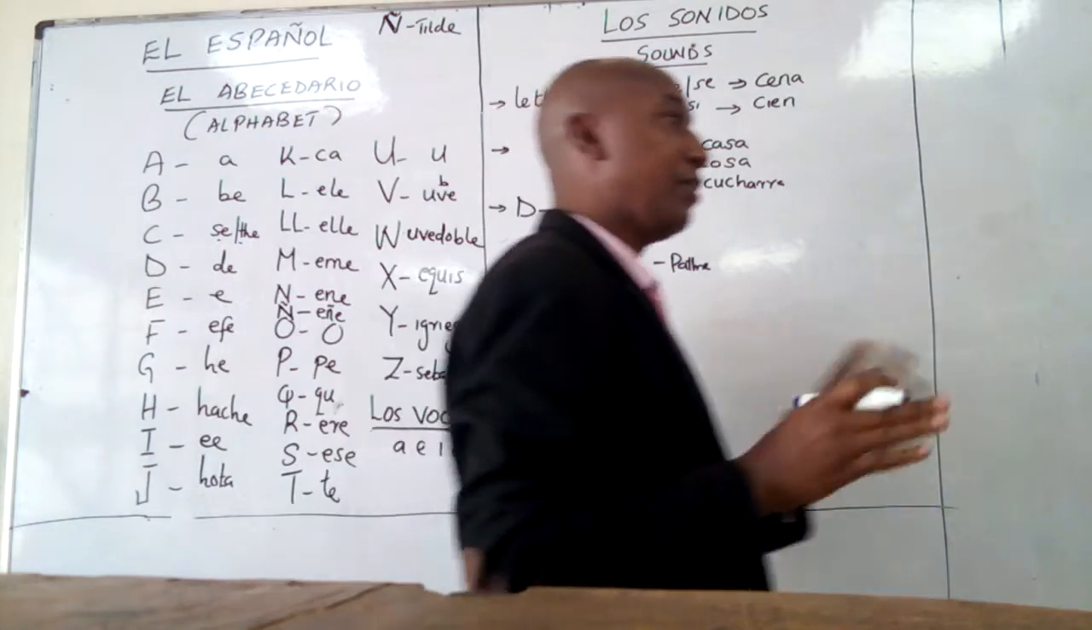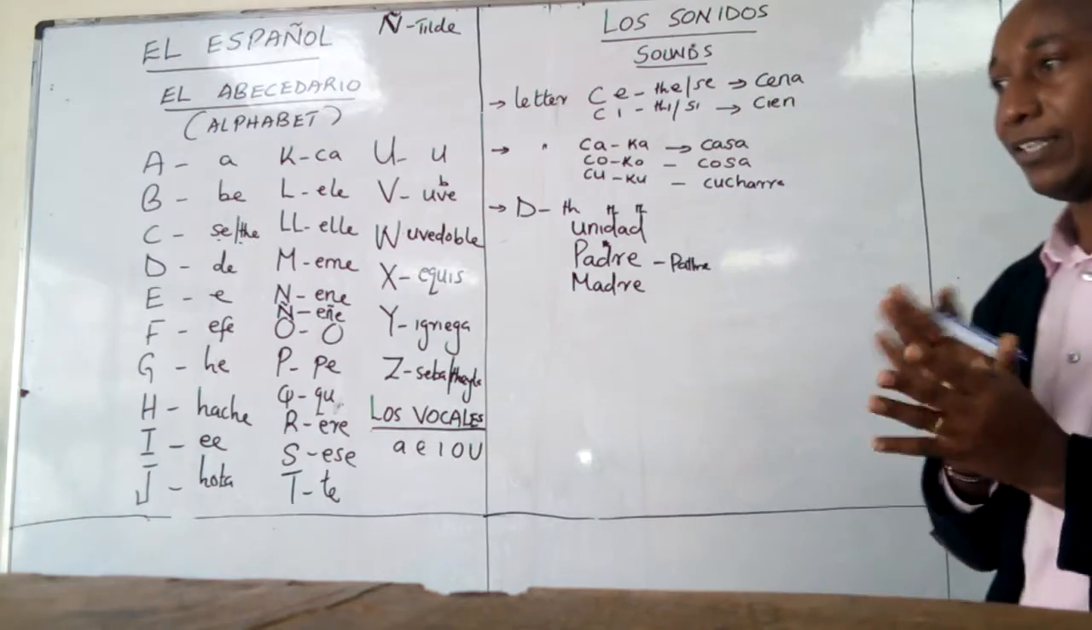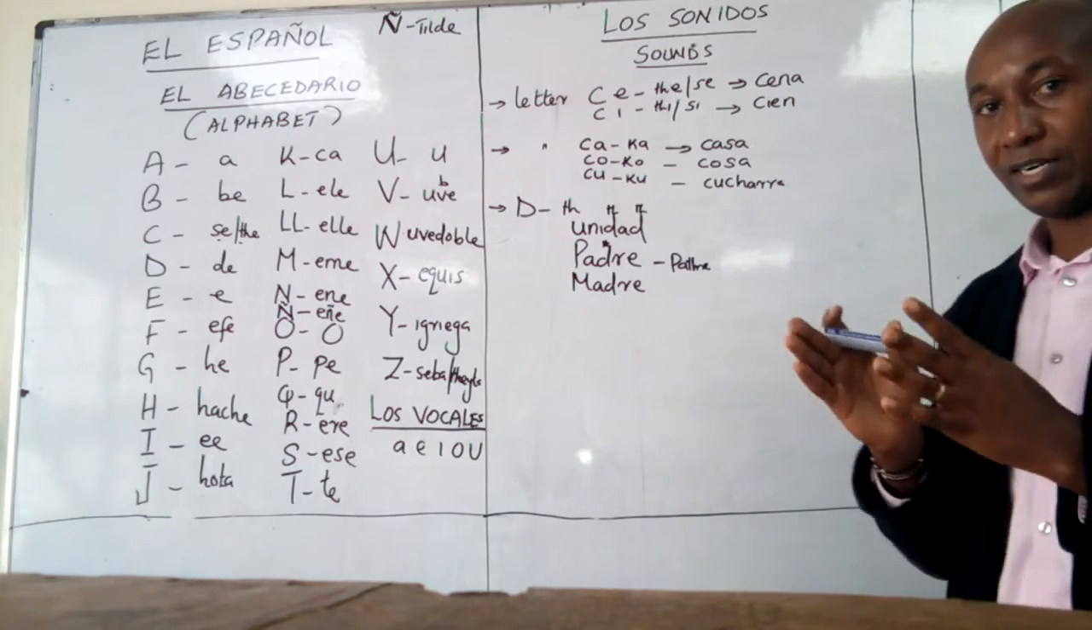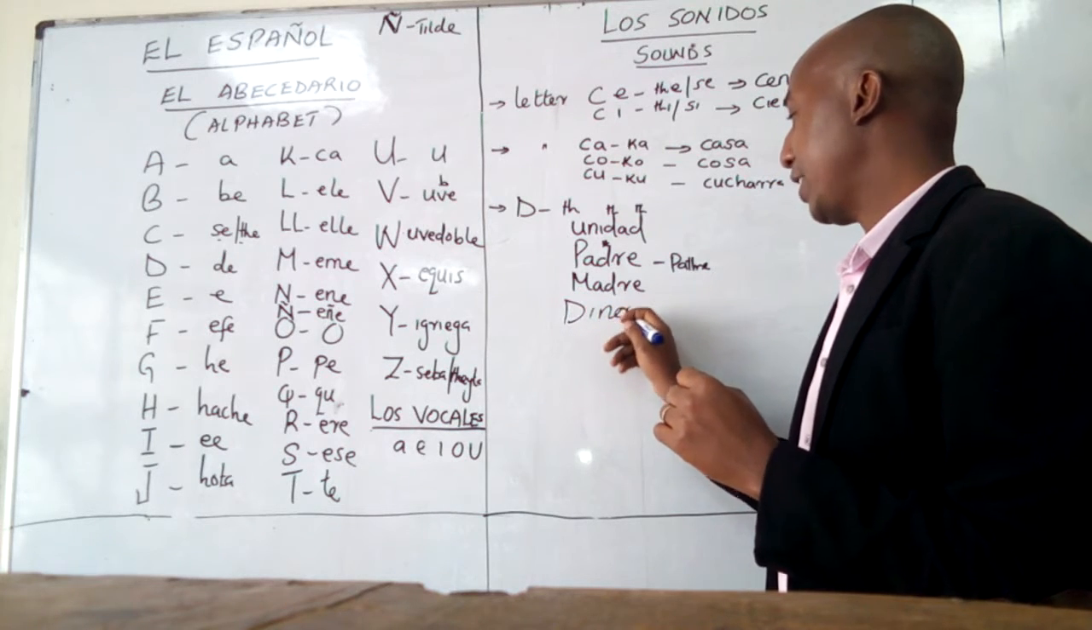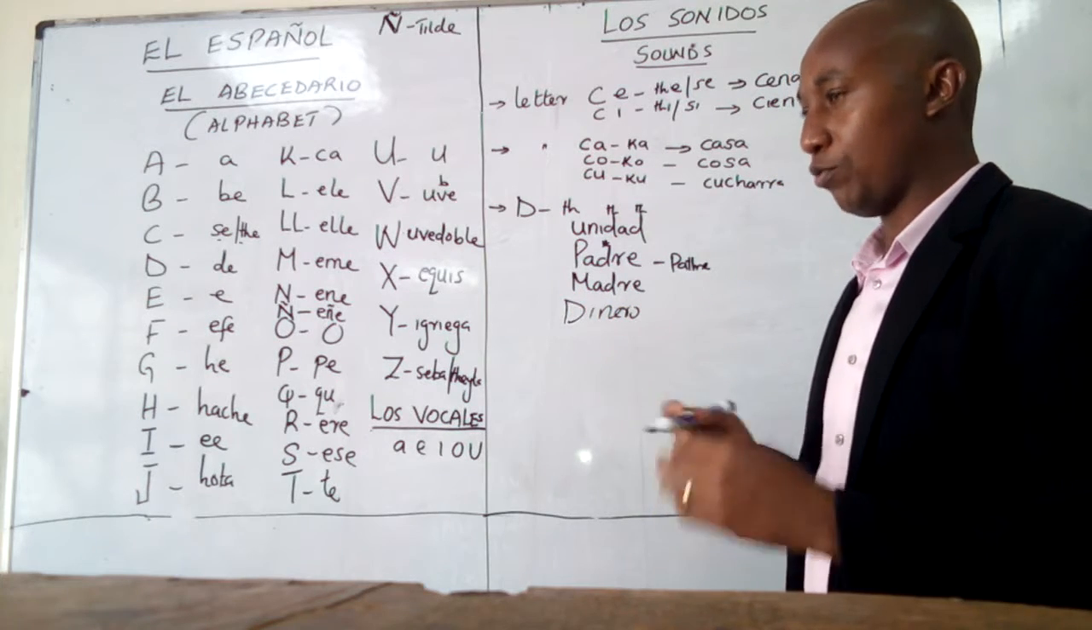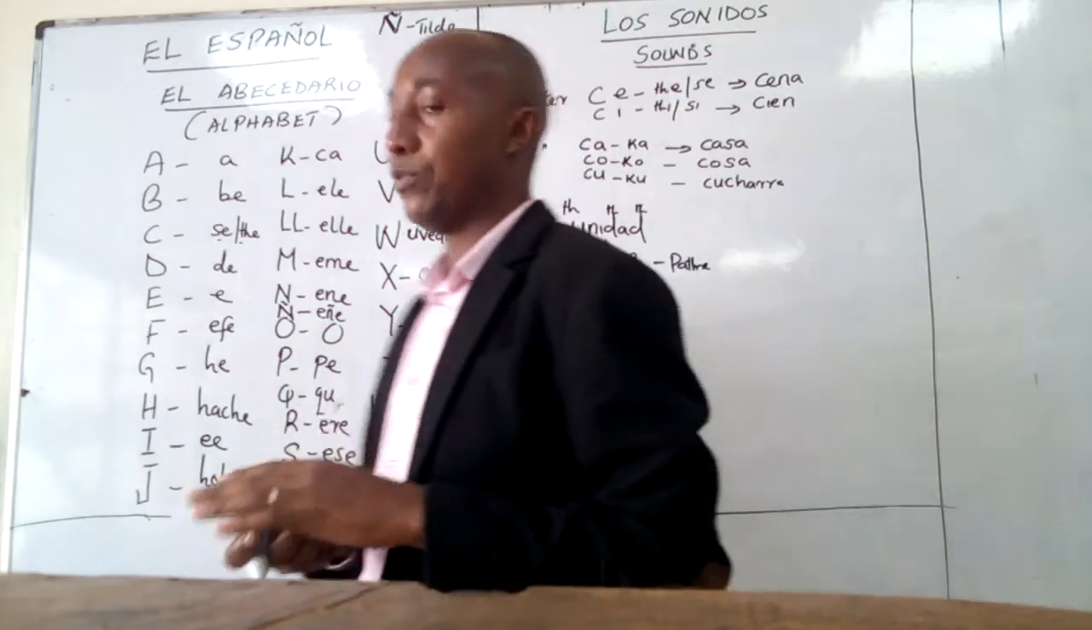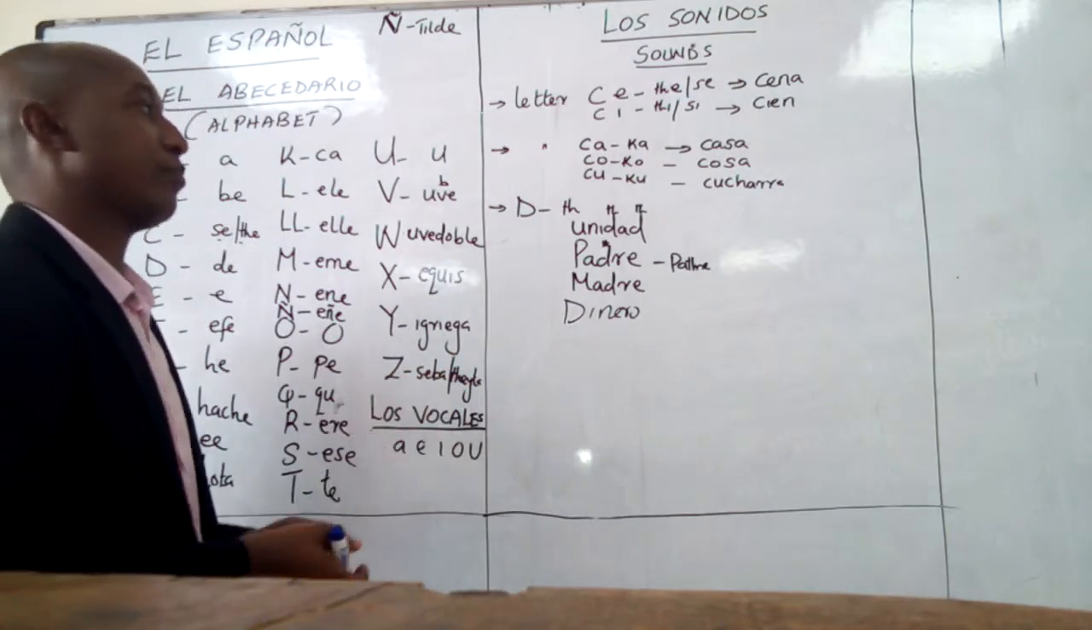But sometimes you get to have a stronger sound for letter D, more so when it comes at the beginning of a word. For example, we have a word like dinero. So most of the time you don't get a clear TH sound, dinero.